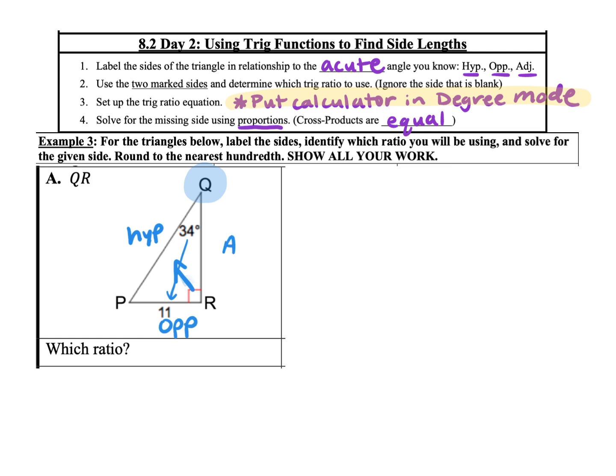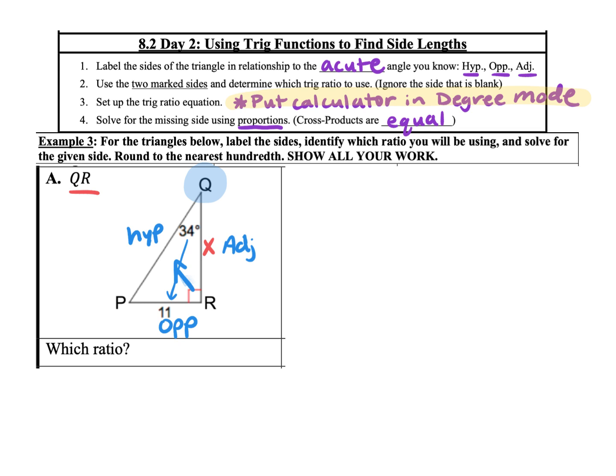And adjacent is the only side that's left. Now, in this problem, we want to find side QR. Instead of calling it side QR, just to make it easier when I write my ratios, I'm going to label that as X. That's the one that I'm going to try to find.